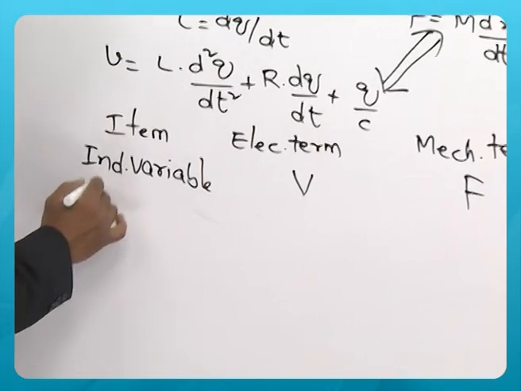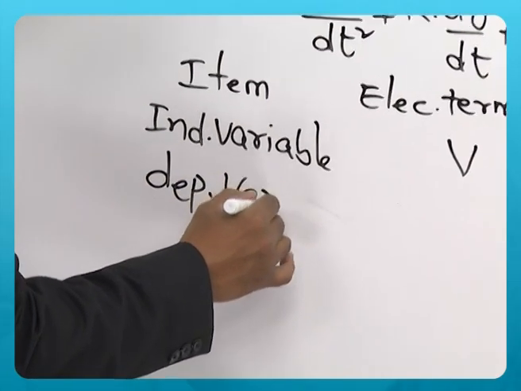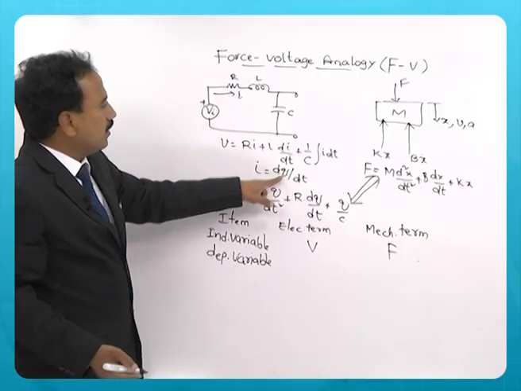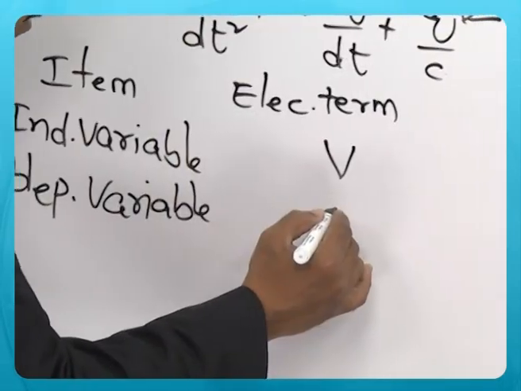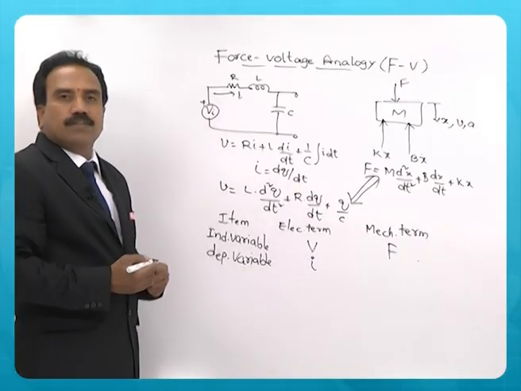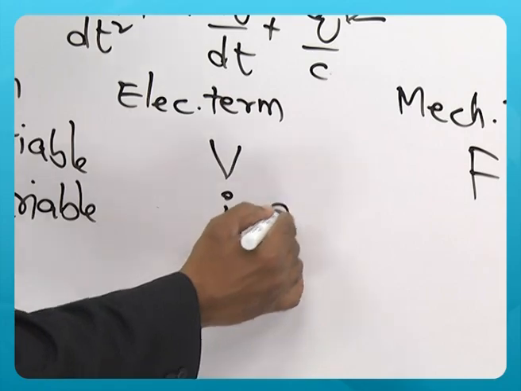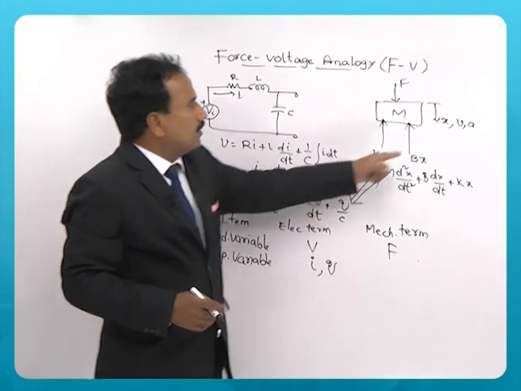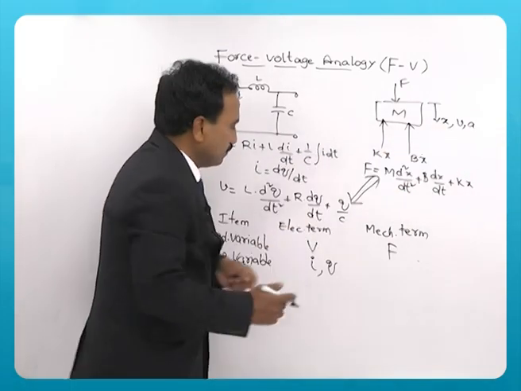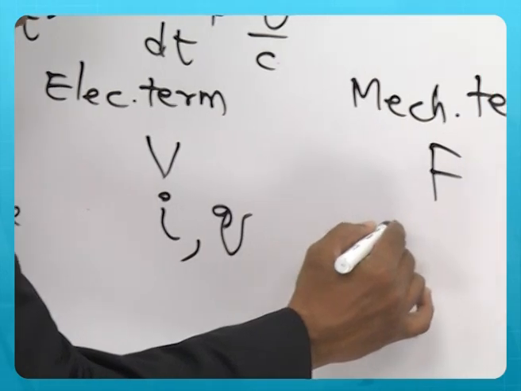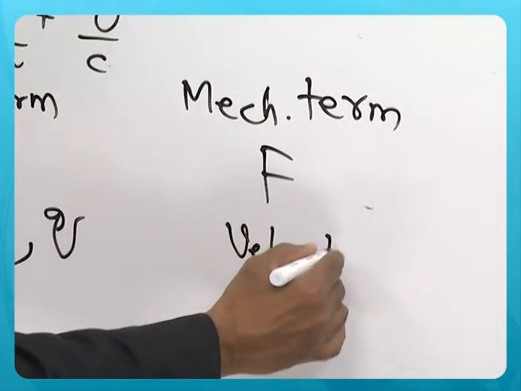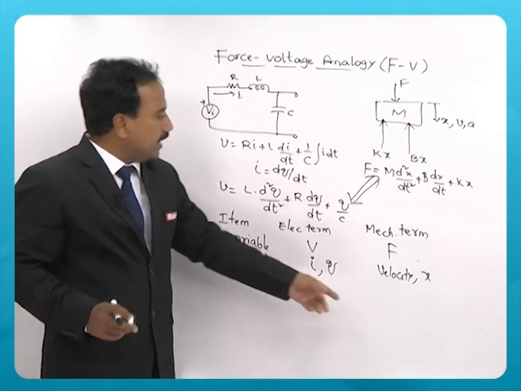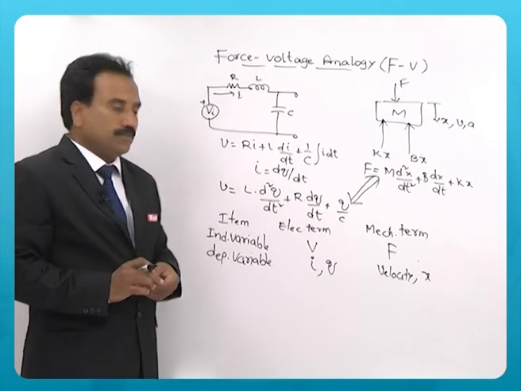Now, what is the dependent variable? The dependent variable here in electrical terminology is current or charge. So, I say current is a dependent variable and charge is also a dependent variable. What are the corresponding terms there? Displacement and velocity. So, velocity and displacement, they are analogous. Displacement in a mechanical system is analogous to charge.